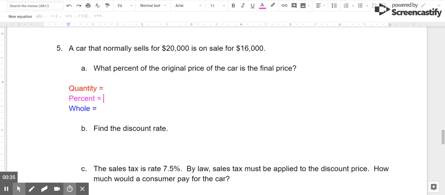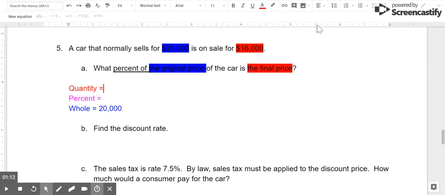We're being asked to find what percent of the original price. So we've got percent of, and then afterwards, we've got the original price of the car, which means that the original price must be my whole, because I always take a percent of a whole. So the car was originally $20,000, which means that my whole must be $20,000. It says is the final price, so whatever comes after is our quantity. So the final price here must be our quantity, which in other words is $16,000.